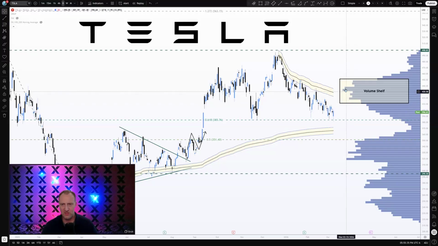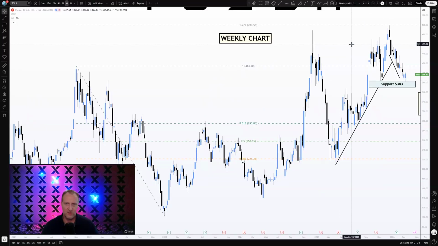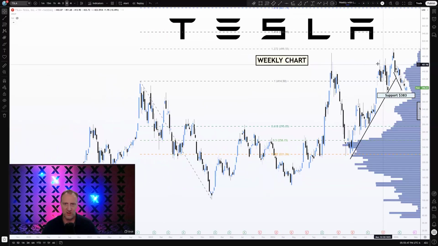If we do get up to this volume shelf at the 430 area, you can see that this is a potential launch area to meet previous highs at 498. I want to show you the weekly chart of Tesla. This will give you a zoomed out perspective to see what's going on in the long term.